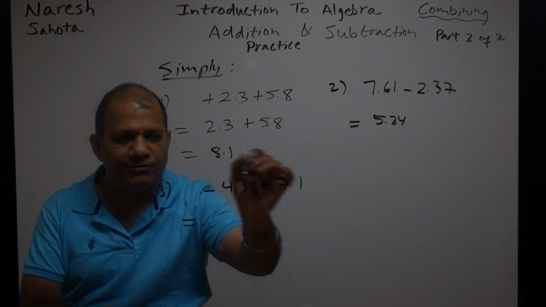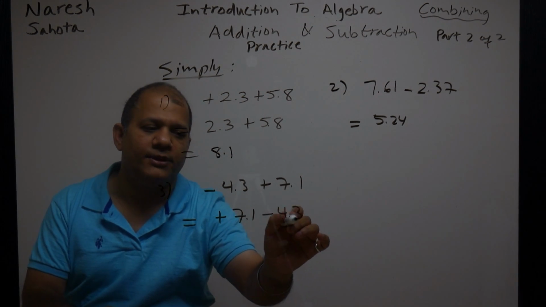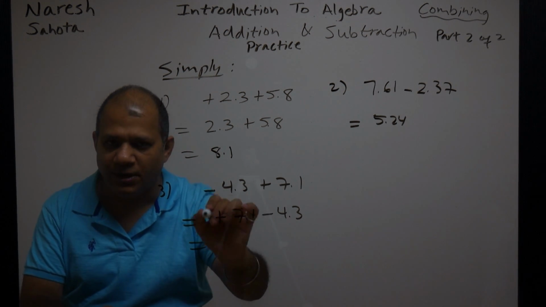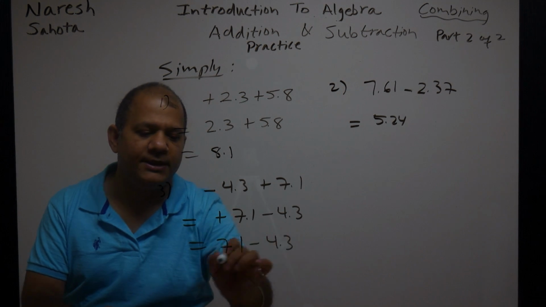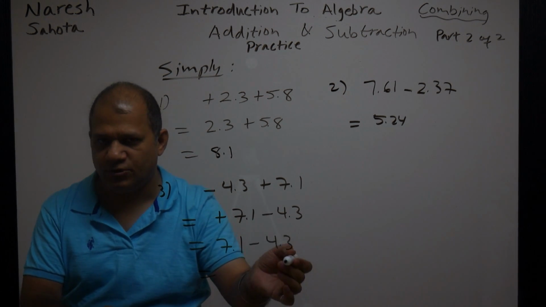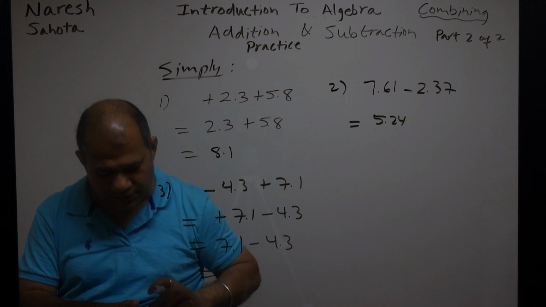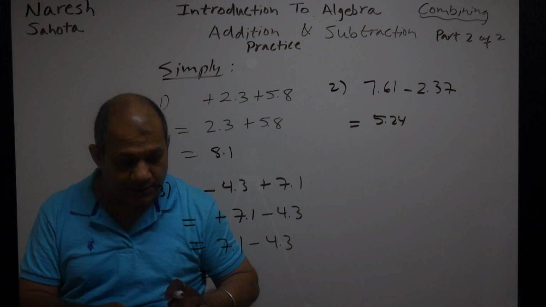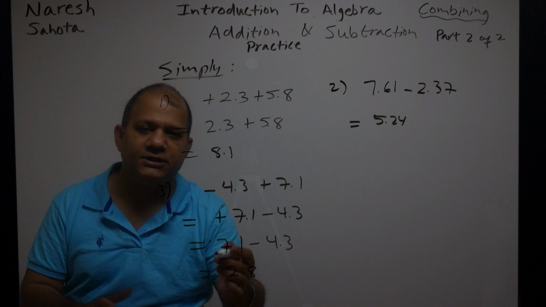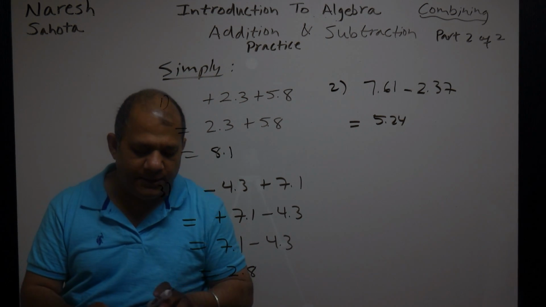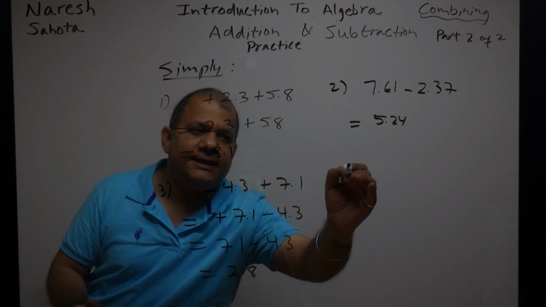So if I rewrite this as positive 7.1 minus 4.3, and I don't need this positive written in front, that's simply 7.1 minus 4.3, and now this is a simple subtraction. 7 take away 4 would get 3, and since we're working with decimals, we'll just punch it into our calculator, 7.1 minus 4.3, so that is 2.8. So this is how you do examples with decimals. It's the same concept.